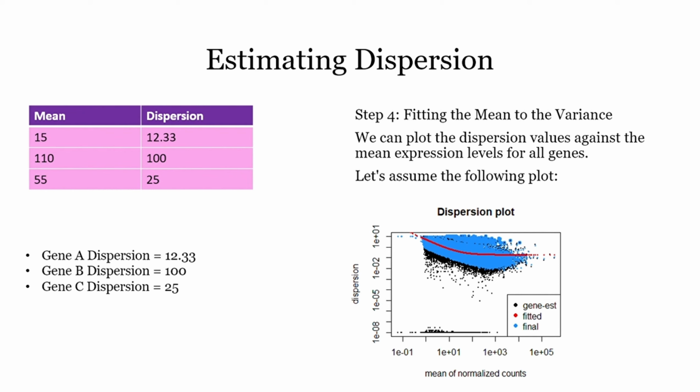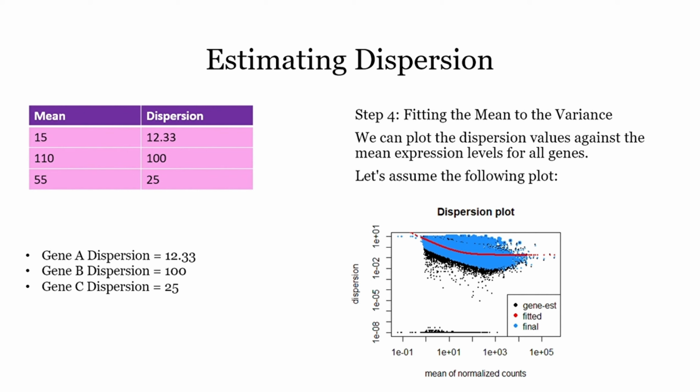Let's break down the elements of the dispersion plot. The black dots on the dispersion plot represent individual genes from our RNA-Seq data. Each dot represents a gene, and its position on the plot is determined by the mean expression level of that gene on the x-axis and the estimated dispersion value on the y-axis.